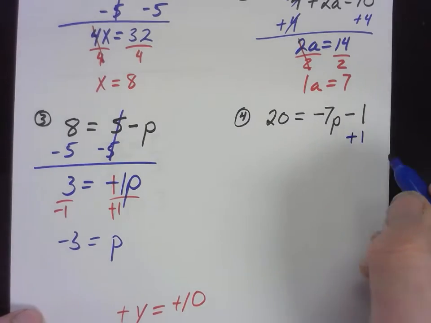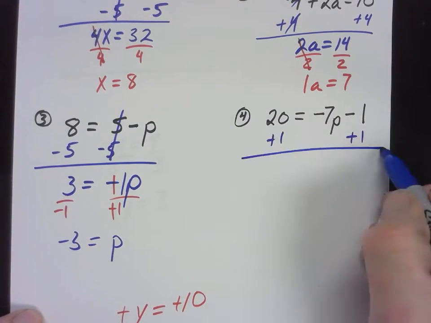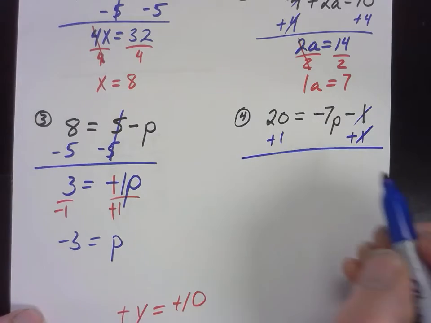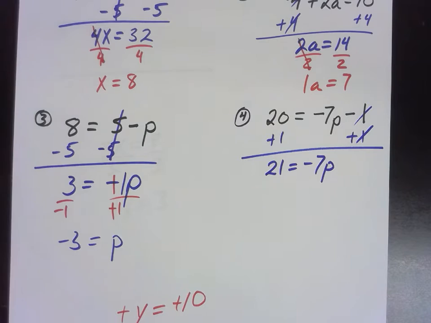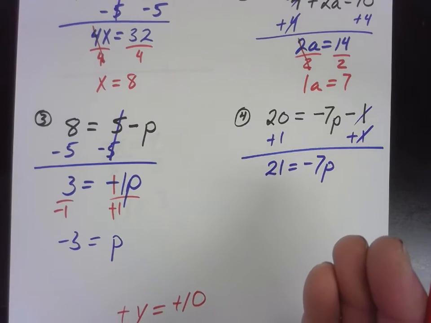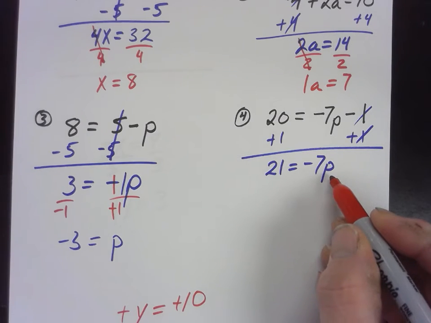add 1. These add up to 0, right? 21. So 21 equals negative 7 times p. Now what do I have to divide by? Negative 7. What happens if I divide by positive 7? The answer would be wrong. Yeah, it's not against the rules, but it would give me what negative p is equal to, wouldn't it?